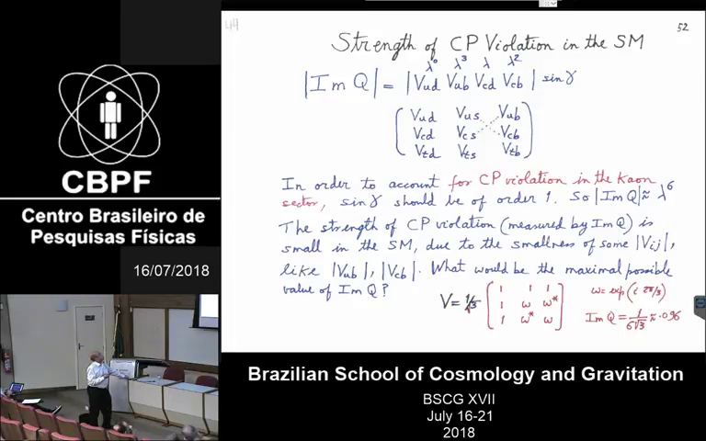I already mentioned this. So the strength of CP violation, you can again recapitulate what I said before. You can see right away that here you have a suppression factor of lambda to the 6 multiplied by sine of gamma. But you could ask what would be the maximum value of this imaginary part of the quartet, if you forgot about mixing angles?